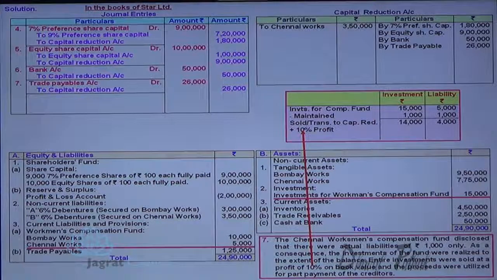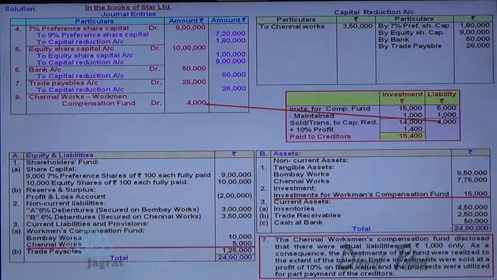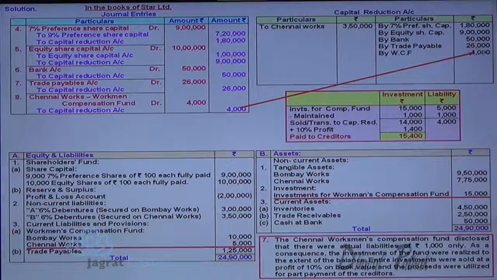Now these investments are sold at a profit of 10%, so 1,400 is the profit. So amount received 15,400, and that amount is paid to creditors. So first, Workmen Compensation Fund 4,000, provision with no liability is a surplus, that will be transferred to capital reduction account. So capital reduction account is credited with 4,000. Workmen Compensation Fund provision with no liability exists.